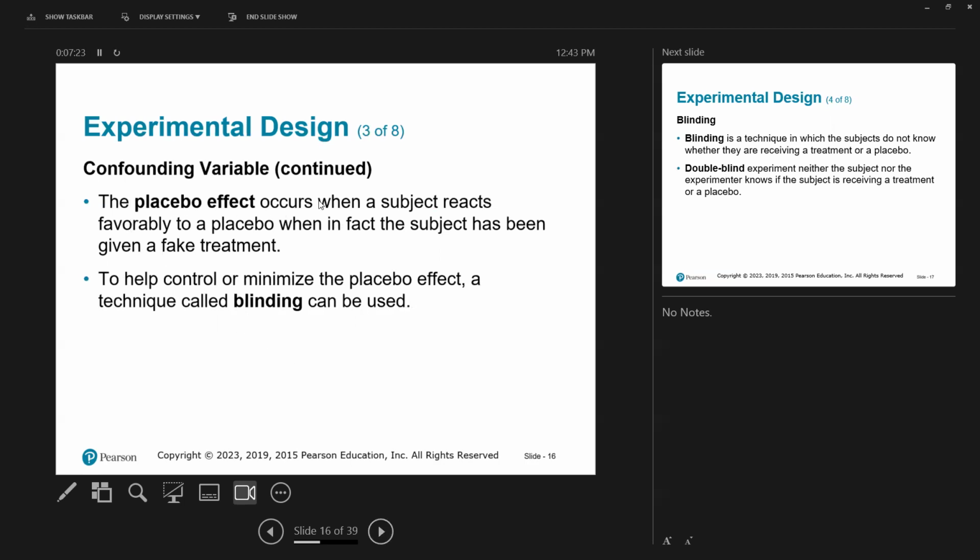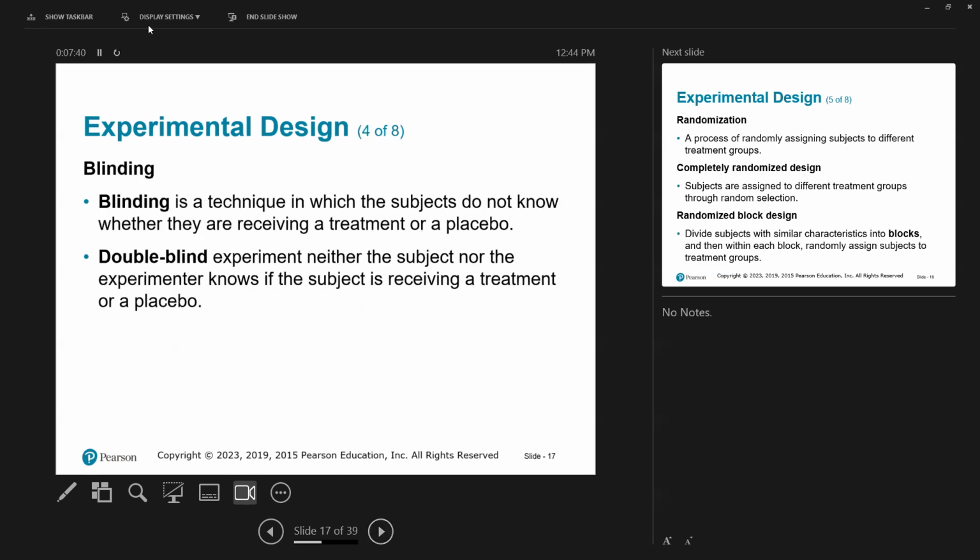The placebo effect occurs when a subject reacts favorably to a placebo, when in fact the subject has been given a fake treatment. To help control or minimize the placebo effect, a technique called blinding can be used. What's blinding? Blinding is a technique in which the subjects do not know whether they're receiving a treatment or a fake treatment. In a double blinding experiment, neither the subject nor the experimenter knows if the subject is receiving a treatment or a placebo.